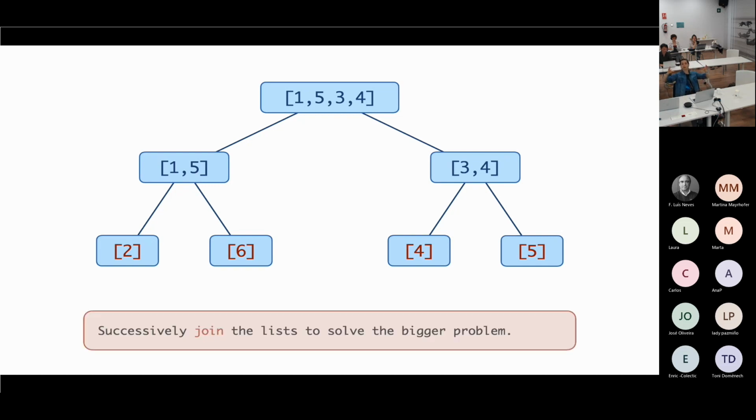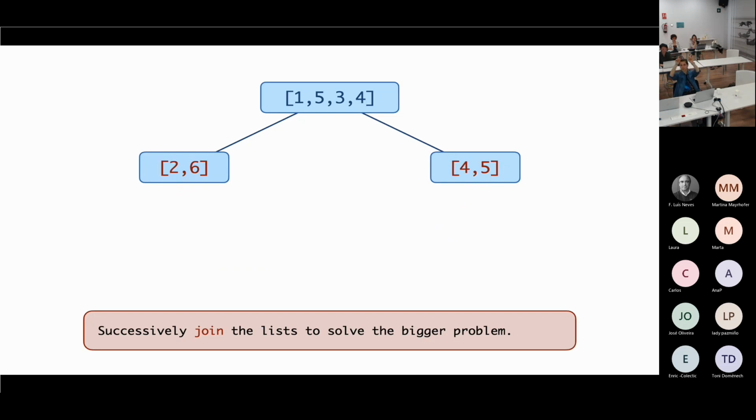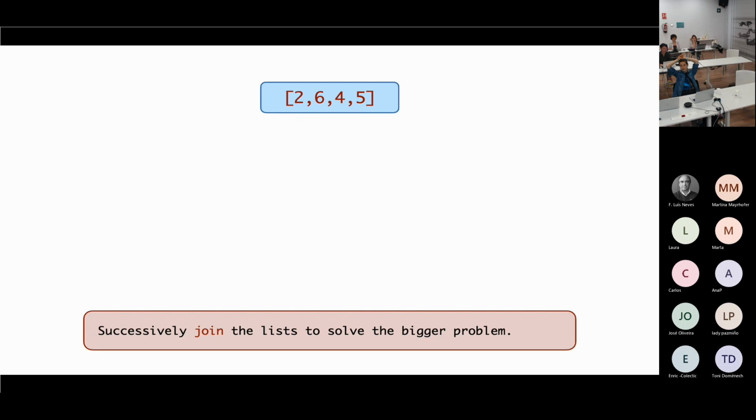And now we are going to join the lists. So if we join 2 and 6, we get the list 2 ++ 6. The plus plus is the join operator. And then we join again and we get the end result. So the plus plus joins two lists. We have a list here and here, and we have a single list with the result of joining them.